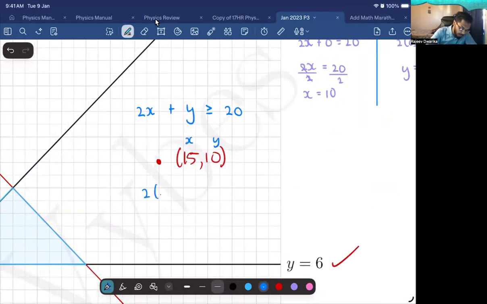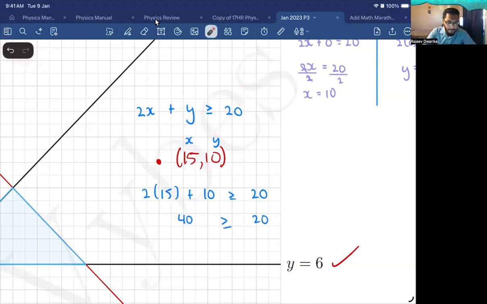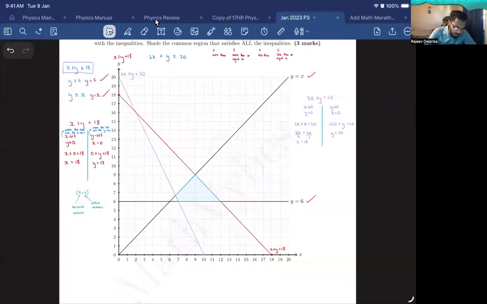So that's going to be 2 by 15, plus 10. And that's supposed to be more than 20, but we'll leave it blank for now. What is 2 by 15? 30. 30 plus 10 is 40. Question, is 40 more than 20? Yes, that is more than 20. So does it satisfy our inequality where it has to be more than 20? Yes, it does. So that's how I would know that I would have to shade this side.